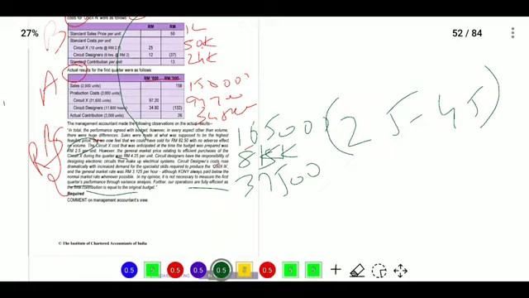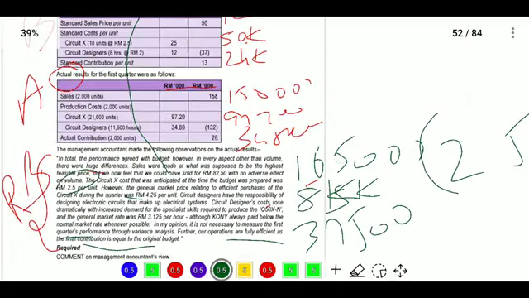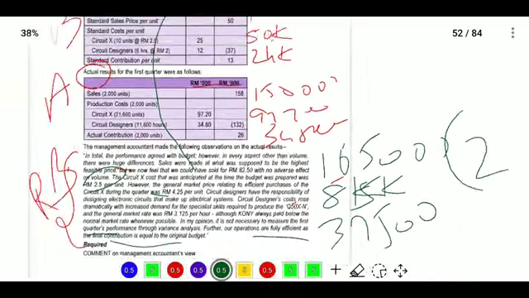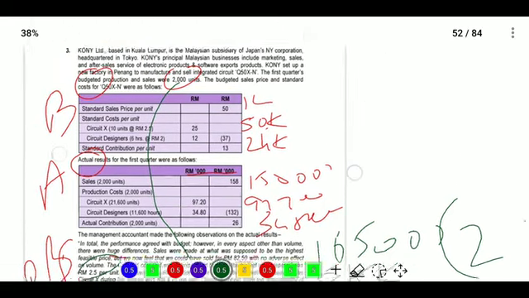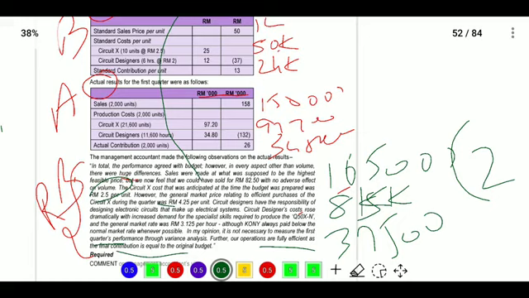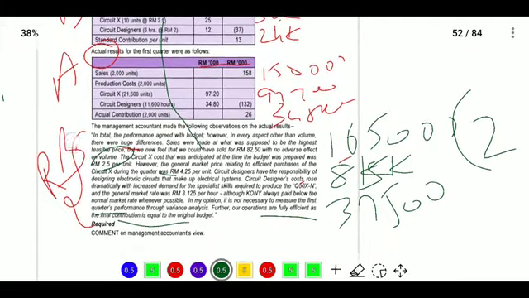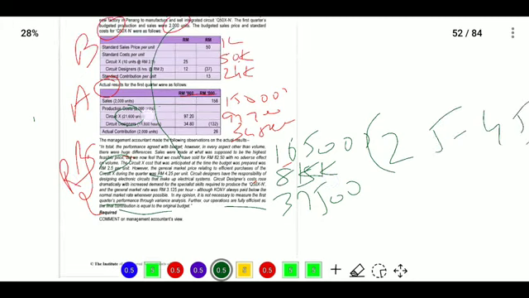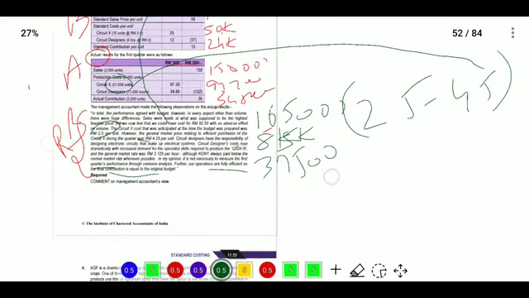And the quantity we will take. What quantity do we have? 2000 units into 10. We will see the actual quantity. What is the quantity we have? 2000 into 10.8, so the actual quantity of X will be 21,600. So we will take 21,600: 2.5 minus 4.25 into 21,600. We will get the circuit X price variance, and it has usage variance also.